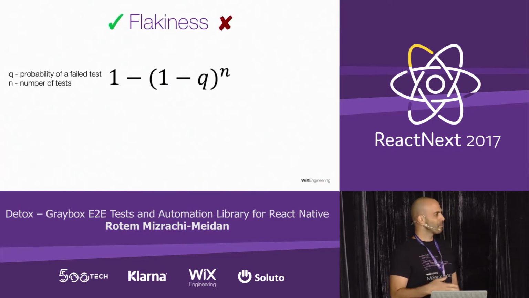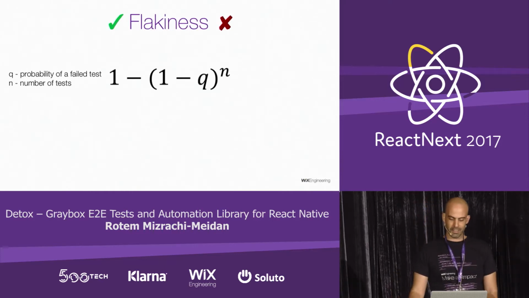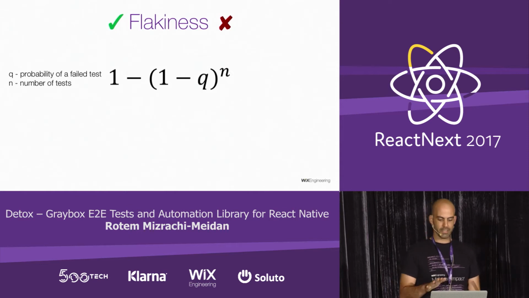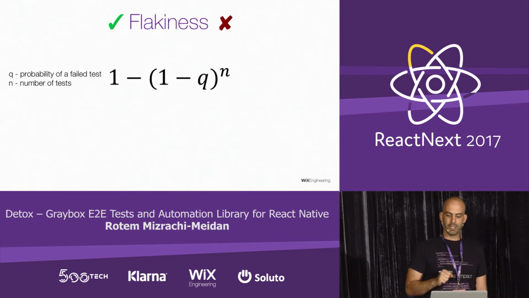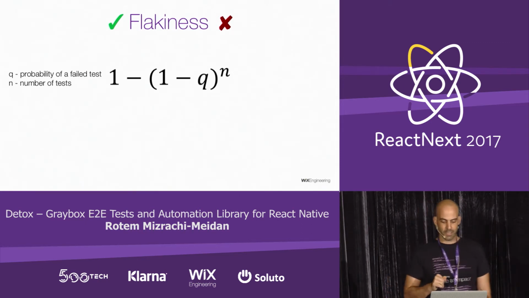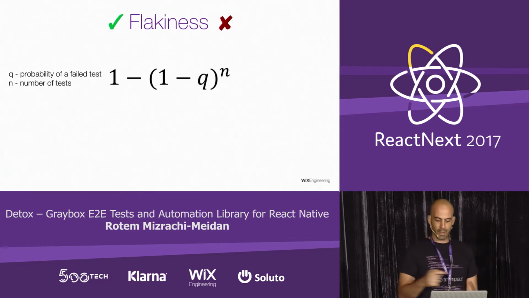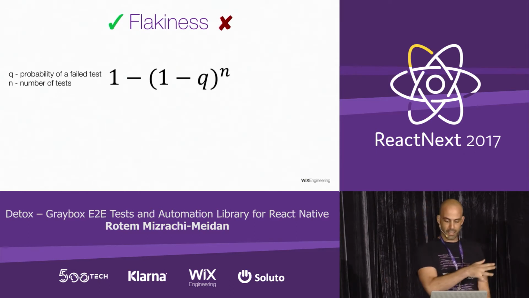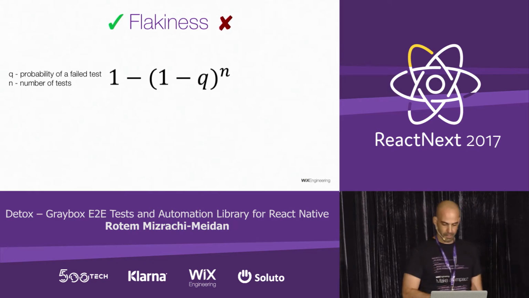So let's talk a bit about flakiness, or a bit more about flakiness. How unreliable is a flaky test suite? Let's calculate the probability of a test suite to fail. 1 minus q is the probability of a single test to succeed. (1 minus q) to the nth power is the probability of the entire suite to succeed. 1 minus all that is the probability of a test suite to fail.